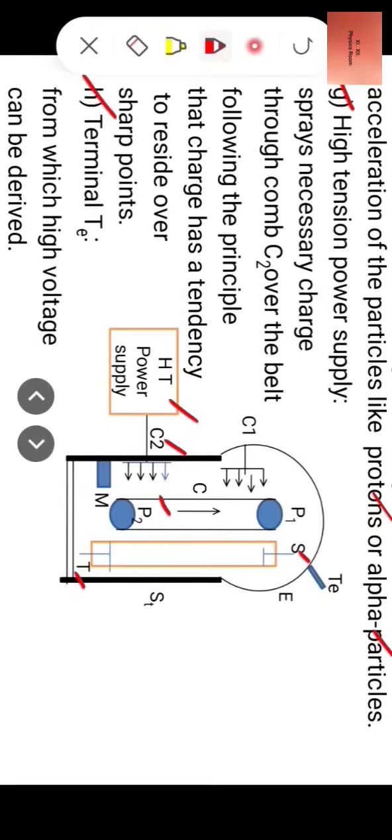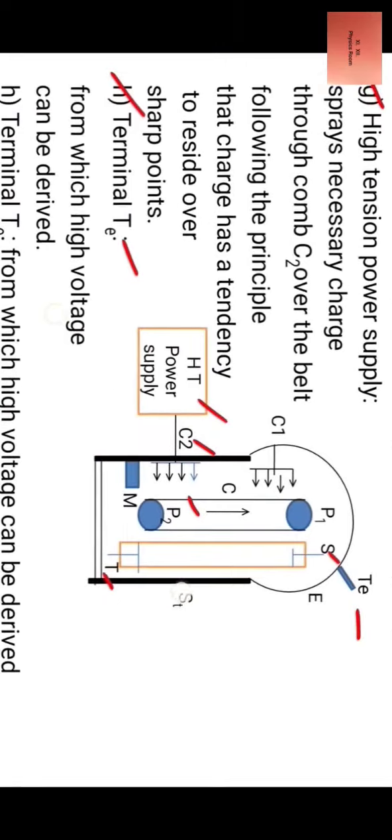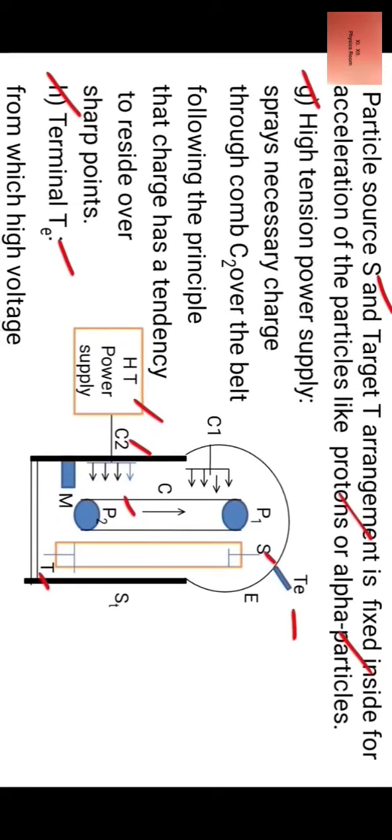H. Terminal TE, from which high voltage can be derived. A terminal TE is connected to the spherical conducting shell from which we derive the high voltage. This is all about the construction of Van de Graaff high voltage generator and particle accelerator. Now we go for working.